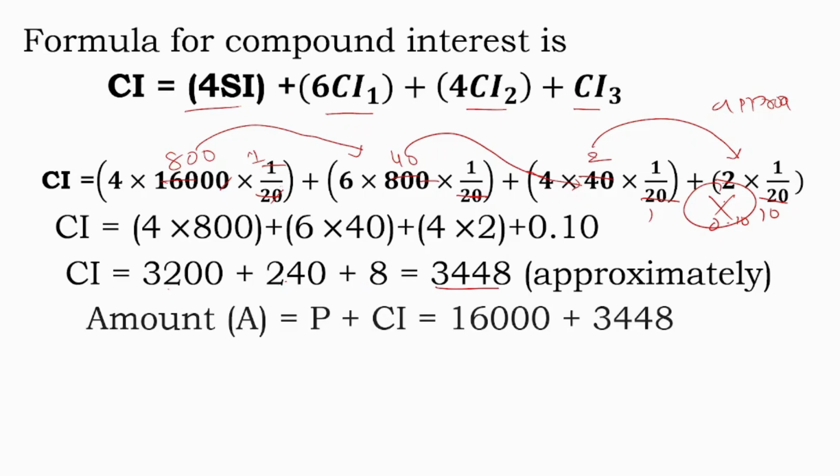So the total interest earned here is 3,448. But we have to calculate the amount. Amount is principal plus compound interest, 16,000 plus 3,448. So the answer is 19,448. That is your answer.